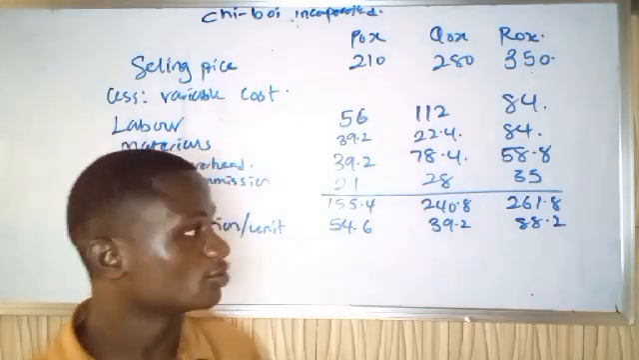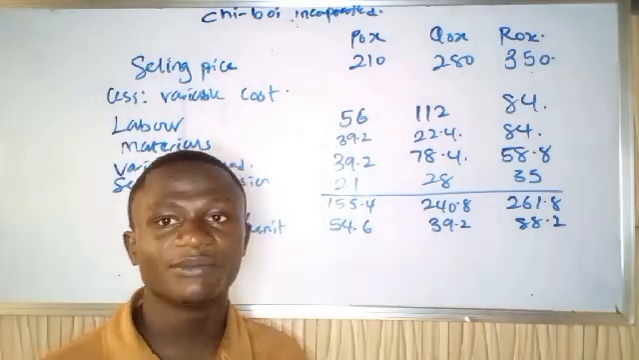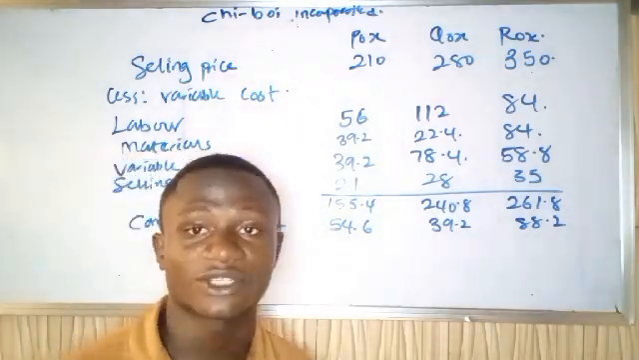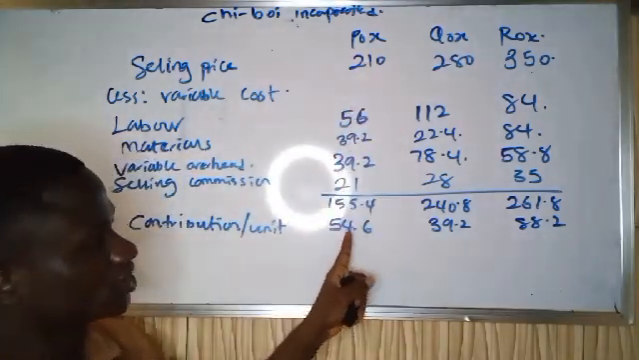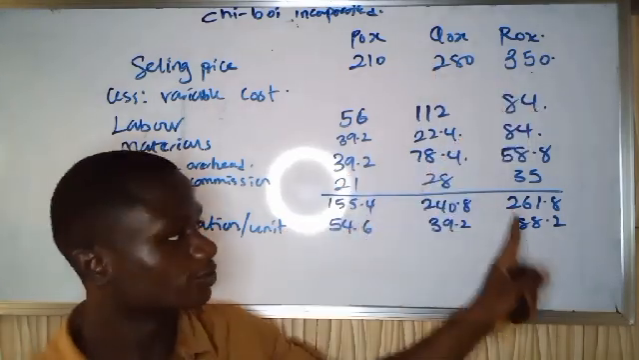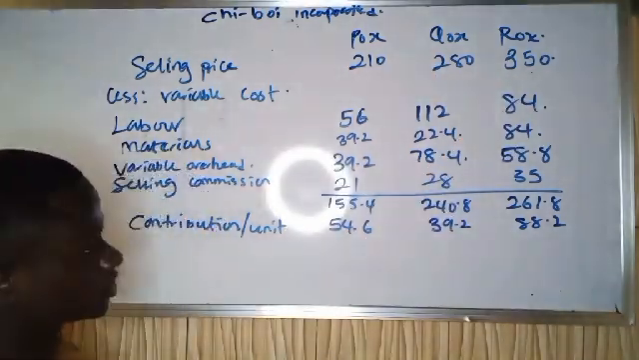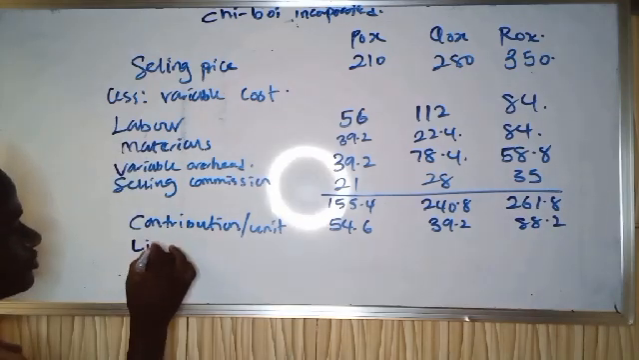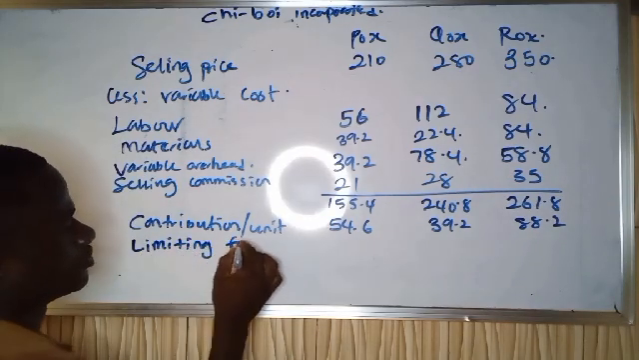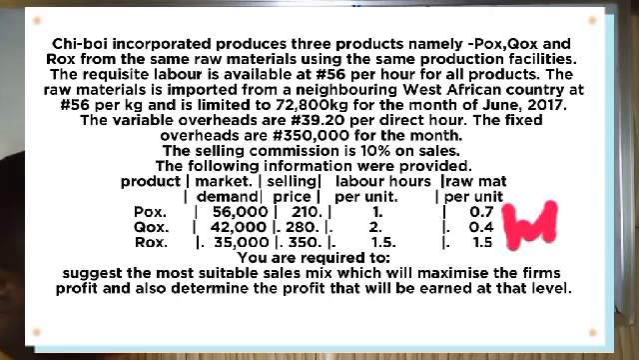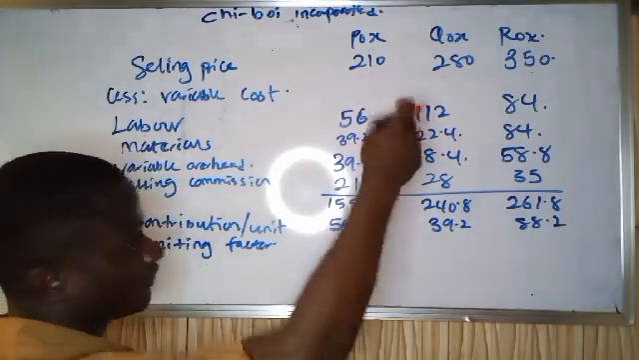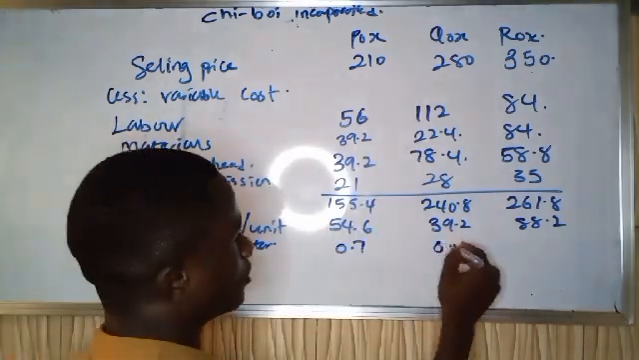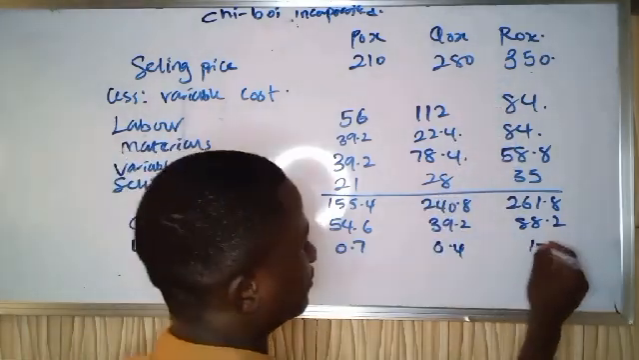So now the next thing we need to do is to look at the limiting factor. What's the limiting factor? From the question we're told that the limiting factor is raw materials. So we now pick how many raw materials are required to produce each of these. So how many raw materials are required to produce the first product? From our question, 0.7 raw materials is required. For Quarks, 0.4, and for Rocks, 1.5.